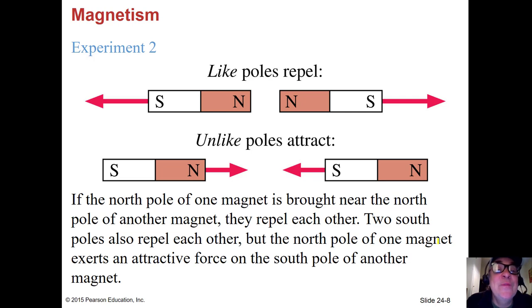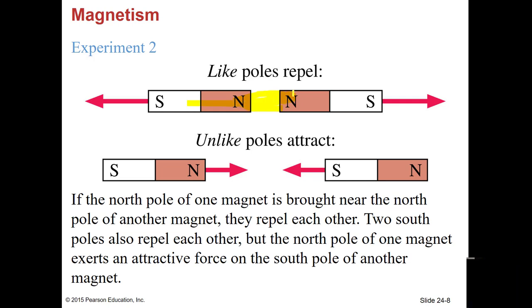Here's another experiment. Here's a couple of poles, and you've probably experienced this in your own life. If you take a couple of magnets and try to stick them together, sometimes they repel each other. So the two north sides of a magnet will repel each other, as you can see here. Also, two south sides of a magnet will repel each other.